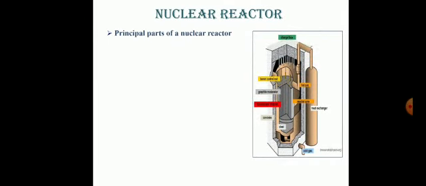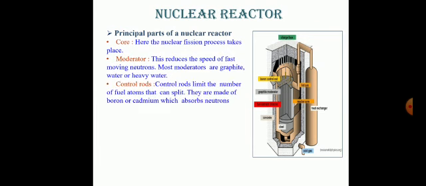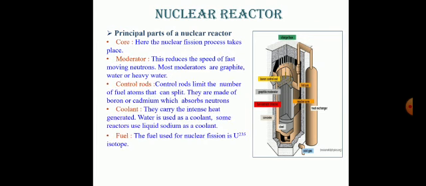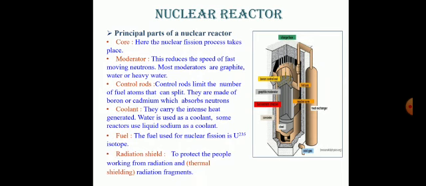Nuclear reactor. Figure shows the nuclear reactor. The principal parts of the nuclear reactor are the core, moderator, control rods, coolant, fuel, radiation shield. In the figure we can see that the radiation shield is the concrete part. There is a graphite moderator, boron control rod. We have used uranium nucleus as a fuel. There is a heat exchanger and the radiation shield.